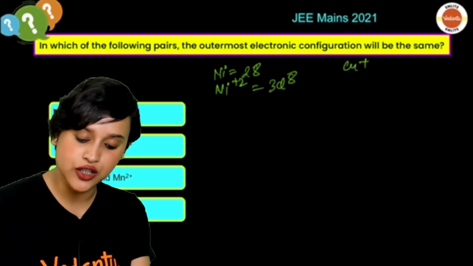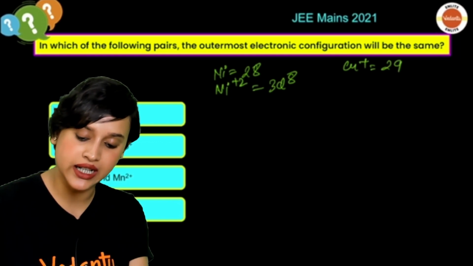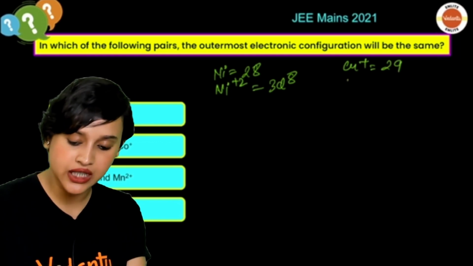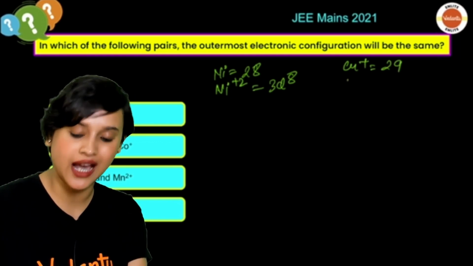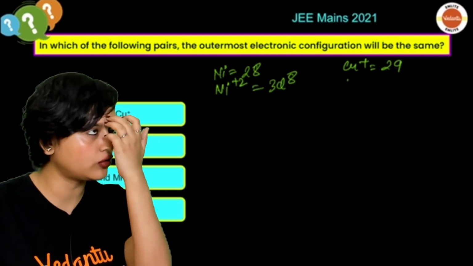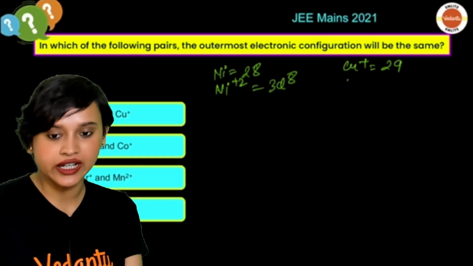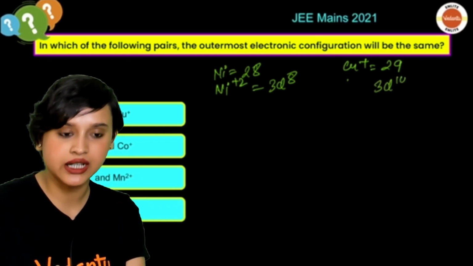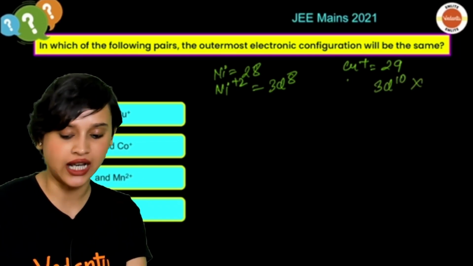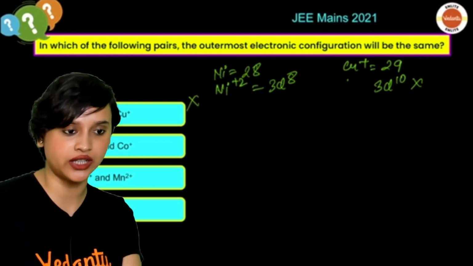Now we solve for Cu+. Cu, we know that it is 29. So Cu will have 3d10 4s1. So even if we take one electron, it will still be 3d10. So this is not the answer. That means option A is definitely not the answer.